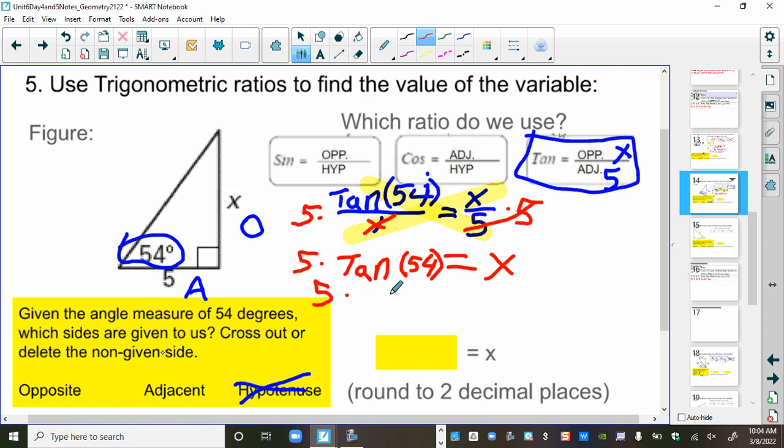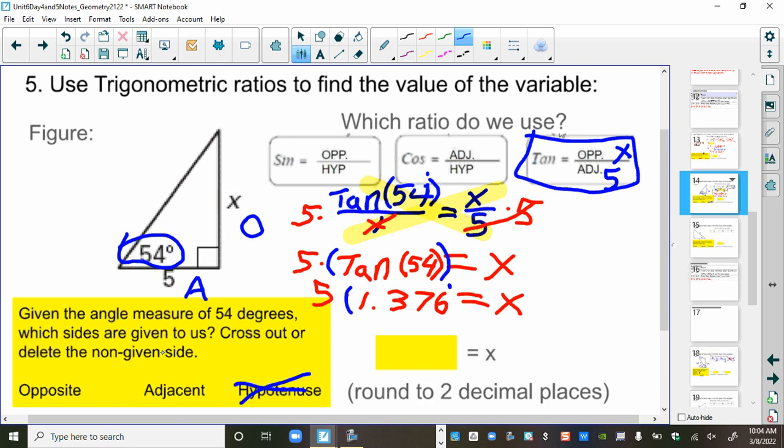Now, in the end, tangent of 54 is some number. Who could tell us what the tangent of 54 is? So the tangent 54, oh, I see where you got the final answer. Tangent of 54 originally is 1.37, we'll say 1.376. And I should put parentheses around that.